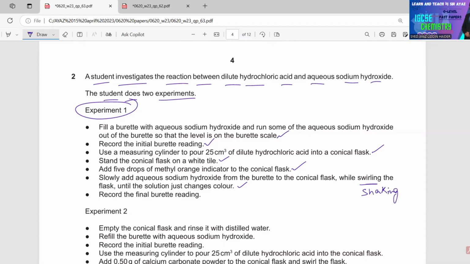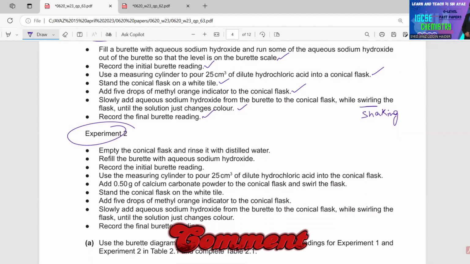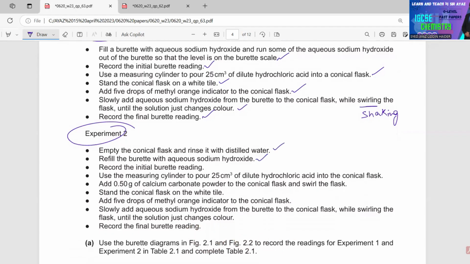Shaking, mixing. Record the final burette reading. Experiment number 2. Empty the conical flask and rinse it with distilled water. Refill the burette with aqueous sodium hydroxide. Record the initial burette reading.